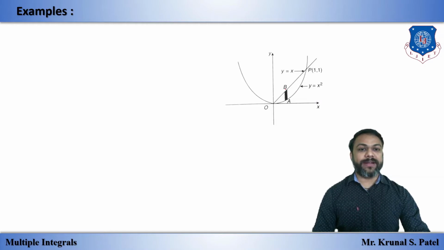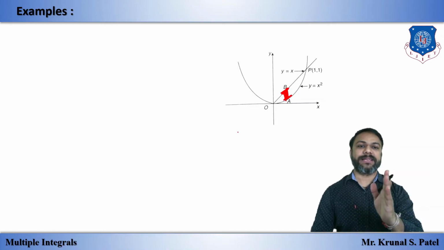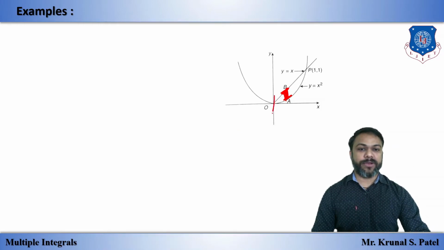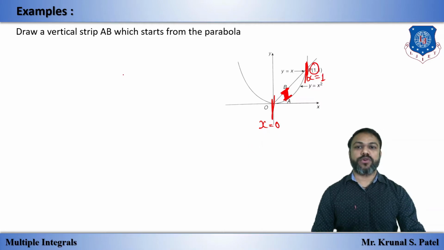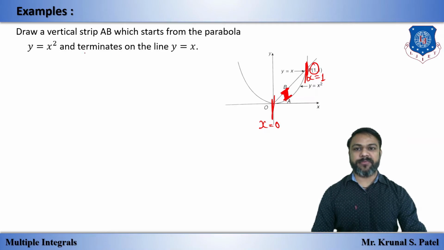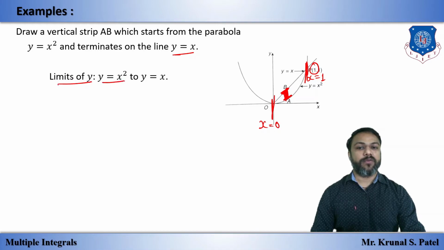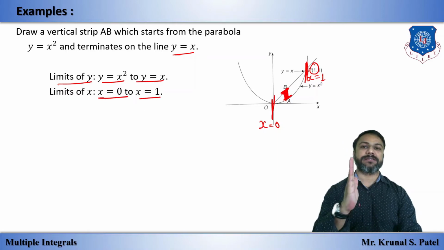Now if we take a vertical strip, as we have discussed, then we will make y the subject from lower to upper, and this strip moves between the leftmost and rightmost part. So the limit of x here is 0 and the limit of x here is x is equal to 1, from this point (1, 1) as we have found. By drawing the vertical strip, starting at the parabola and terminating at the line y is equal to x, we have the limit of y from y square to y is equal to x, lower to upper, and the limit of x is 0 to 1 as we have discussed, left to right.